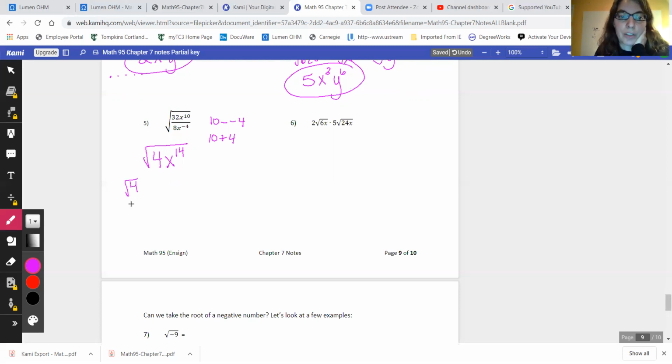Again, if you want, you can split it up. Square root of 4 is going to be 2. Square root of x to the 14th is x to the 7th.